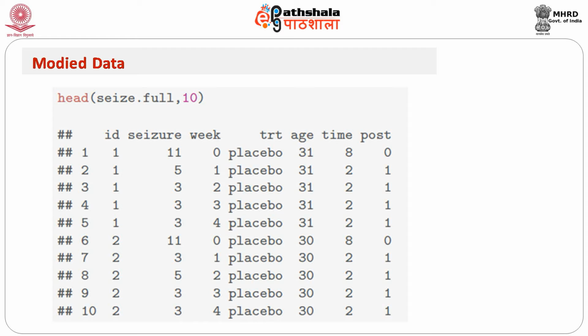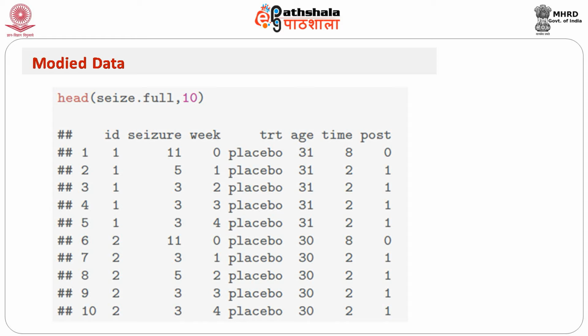So, prior to the experiment, as we now know, ID 1 had 11 seizures in the 8-week period, and then 5 seizures, 3 seizures, 3 seizures, 3 seizures in the following 2-week periods. And here, again, week does not mean week in the conventional sense, but the time period. So, 0, 1, 2, 3 and 4, the treatment is placebo, age, and then here comes the time variable, 8.